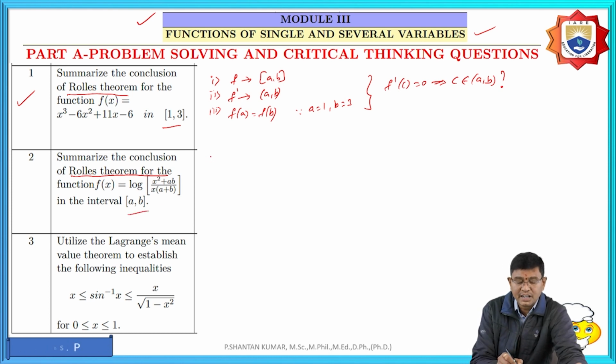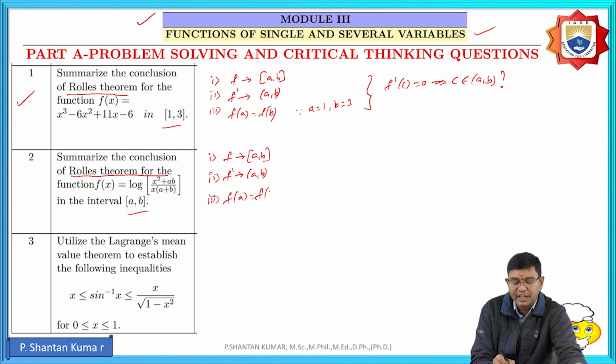Here we need to check the conditions. First, f is a function continuous in the closed interval a comma b. Second, f is a function derivable in the open interval a comma b. And the third condition, f of a is equal to f of b. Since here a is nothing but a and b is nothing but b.